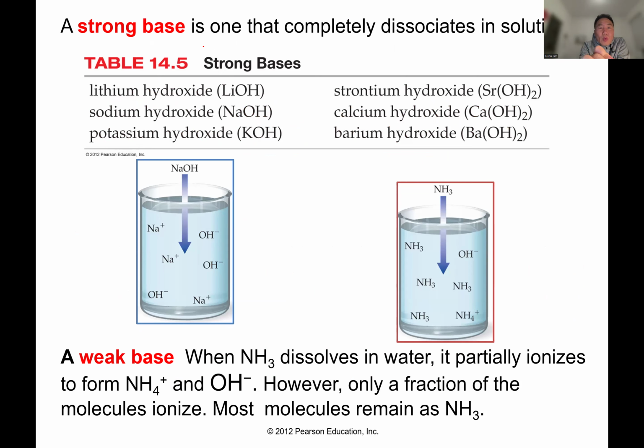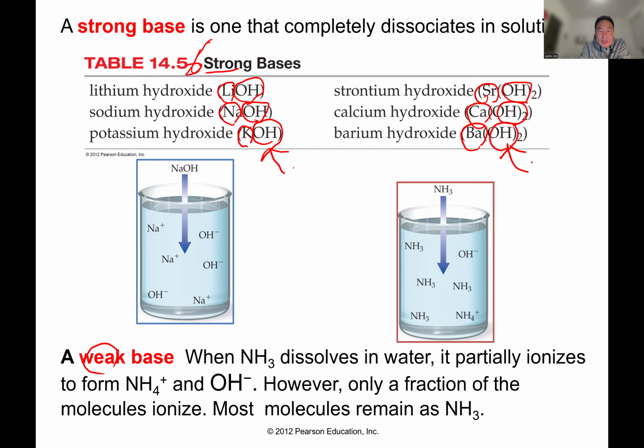Okay, also memorize six strong bases: lithium hydroxide, sodium hydroxide, potassium hydroxide, strontium hydroxide, calcium hydroxide, and barium hydroxide. They produce hydroxide ion in water. That's a base, right? But memorize the six strong bases.